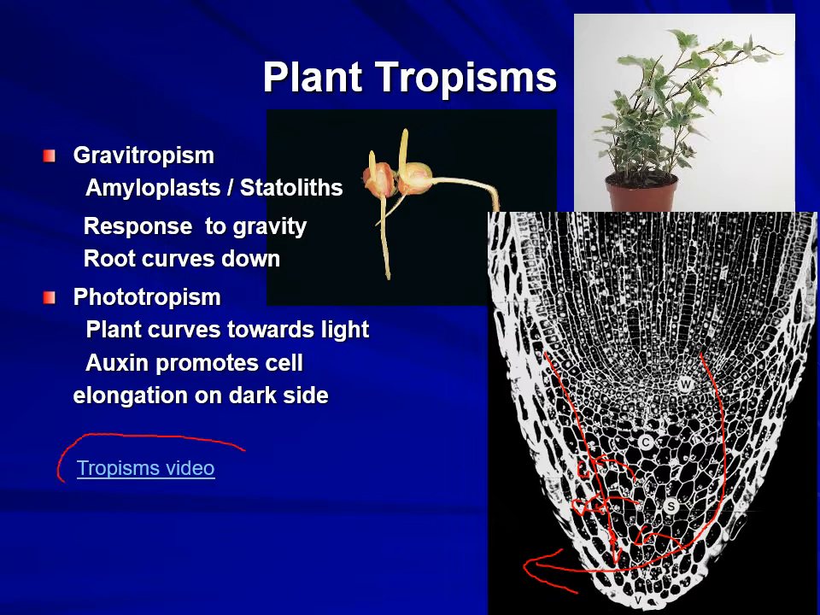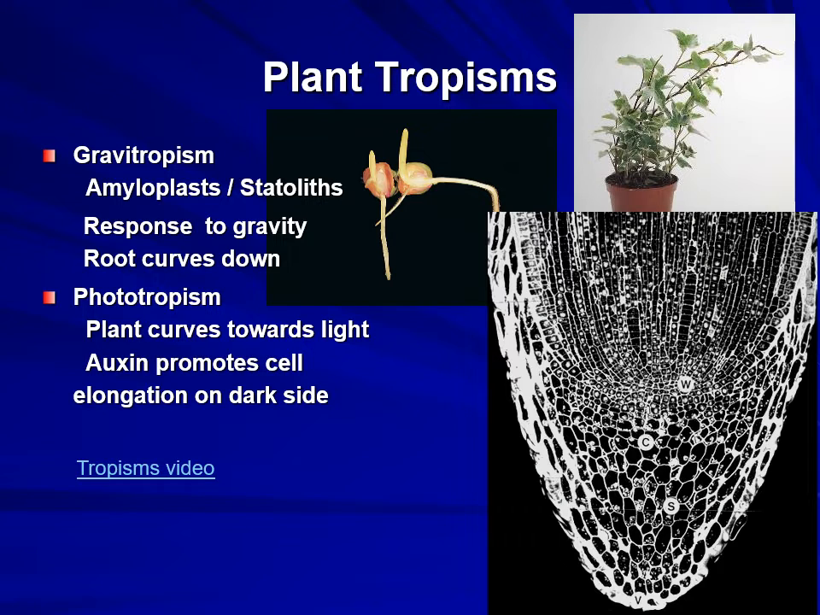If you look in your PowerPoint, there's some video here that will help explain this if you want. NASA does a lot of research on this because trying to grow plants in space is very challenging because gravity is obviously really not present. So these statoliths are really confused and they're floating all over the place, and it's hard for the plants to grow normally.